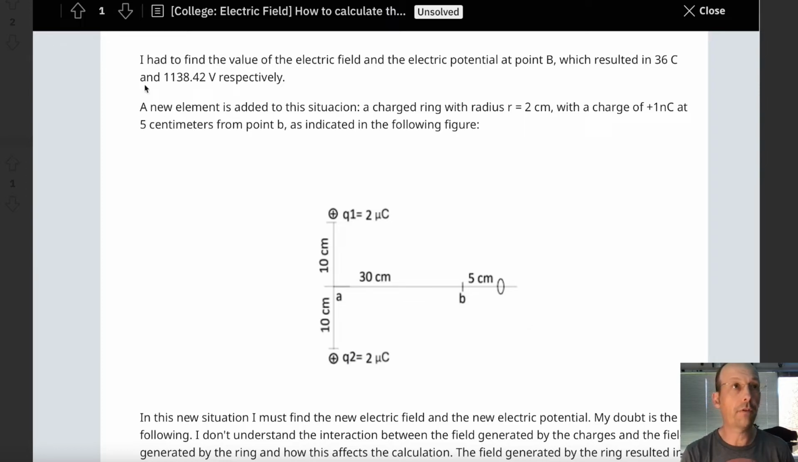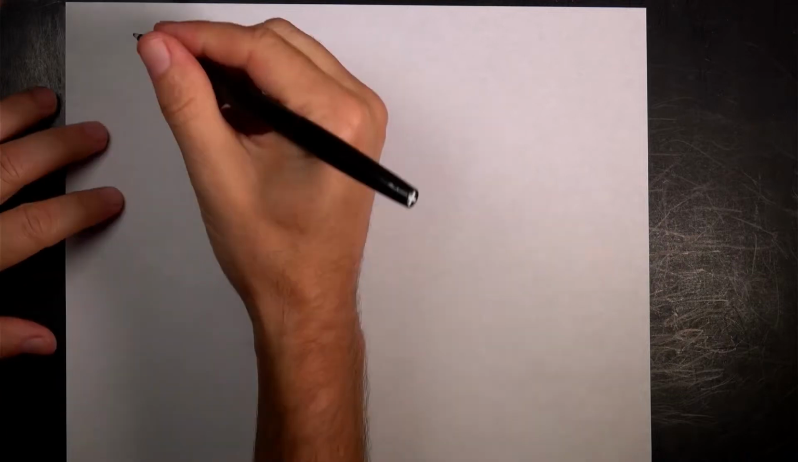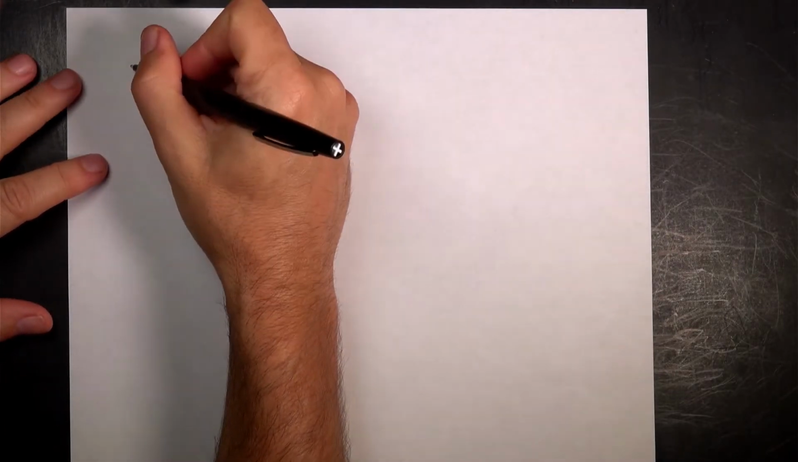Okay, so let's just jump over to the paper and do this one. This one might take a little bit more time. That's fine. We got time. Okay, so let's draw the picture. It always helps to start with my own version of the picture.